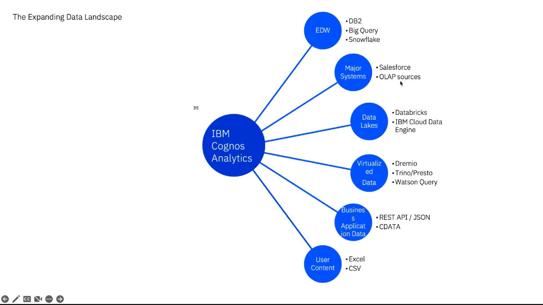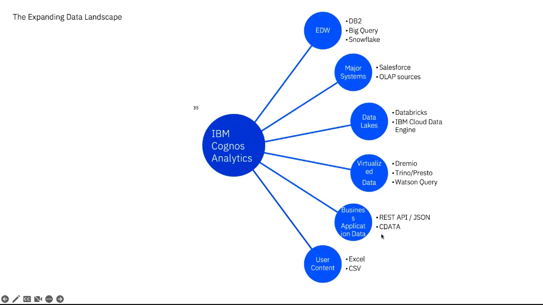But what I'm trying to highlight here is that you have several different types of data sources that you can access. You've got your enterprise data warehouses with DB2, BigQuery, Snowflake. You've got various major systems that you use within your organization, like Salesforce, your OLAP sources. You've now got your data lakes, Databricks, which we'll talk a bit more about, being a major player there, as well as IBM Cloud Data Engine. Virtualized data is becoming a lot more common now. There's Dremio and Trino Presto that we support, as well as IBM's product Watson Query.